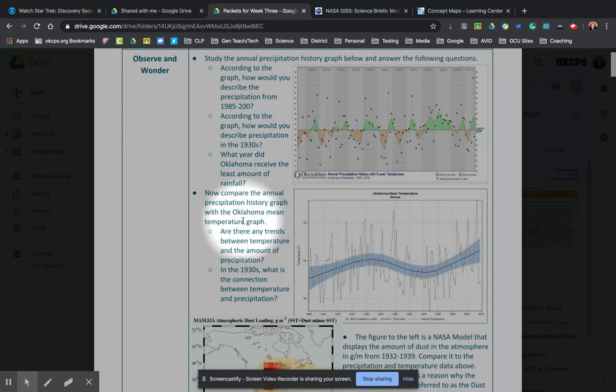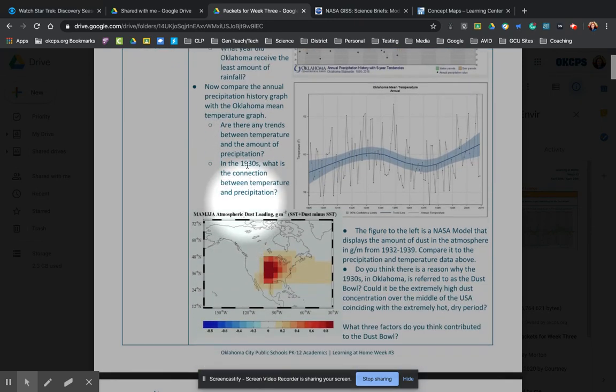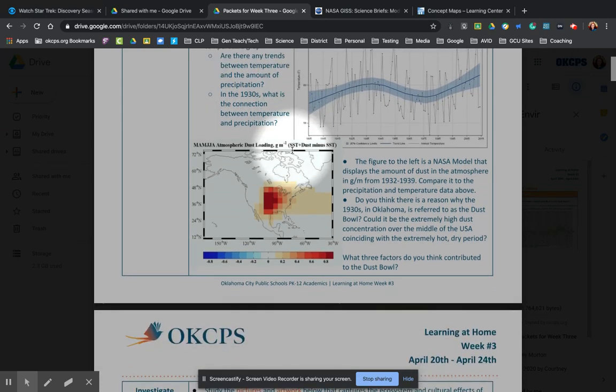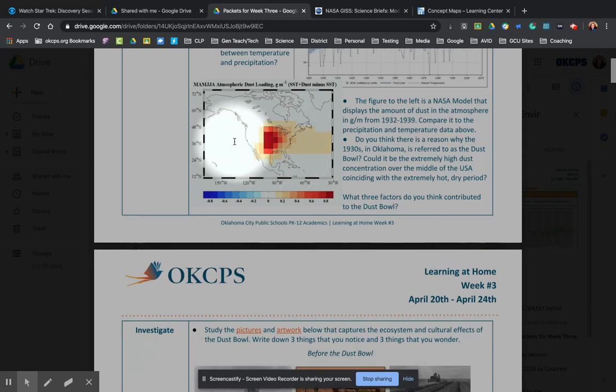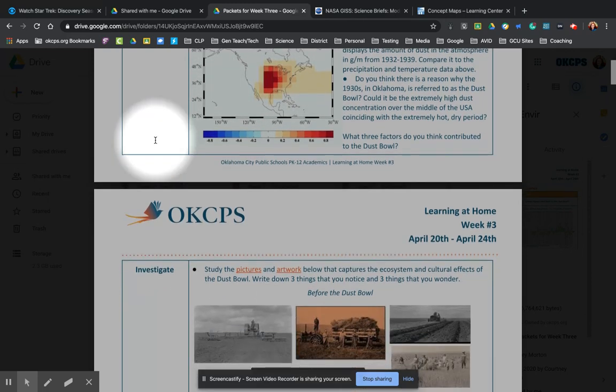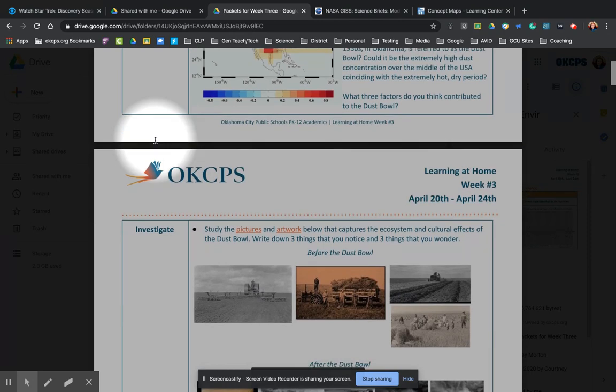Our second graph illustrates the temperatures in Oklahoma over the same time period. So our first graph was about precipitation. Our second graph is about temperature. And our third graph is a model from NASA that shows atmospheric dust accumulations in the 1930s. Have a look at these graphs, and you're going to use them as you move forward.